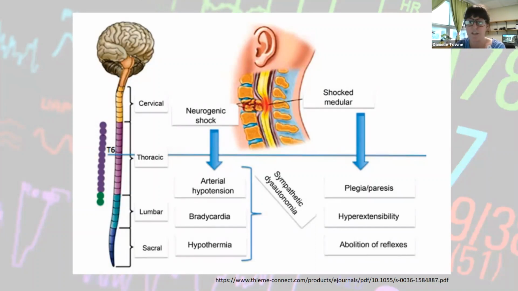But again, we can differentiate the symptoms of neurogenic shock from other types of shock because there's the lack of the compensatory mechanisms that are usually triggered by the sympathetic nervous system, i.e. the heart rate going up, or looking at the skin, you have that warm flushed skin.